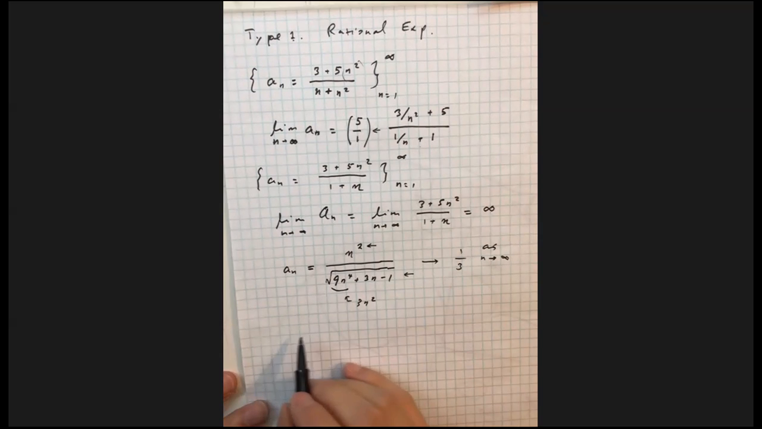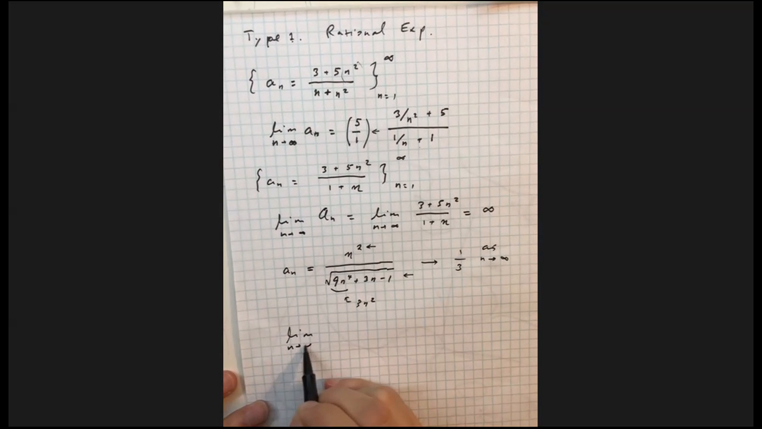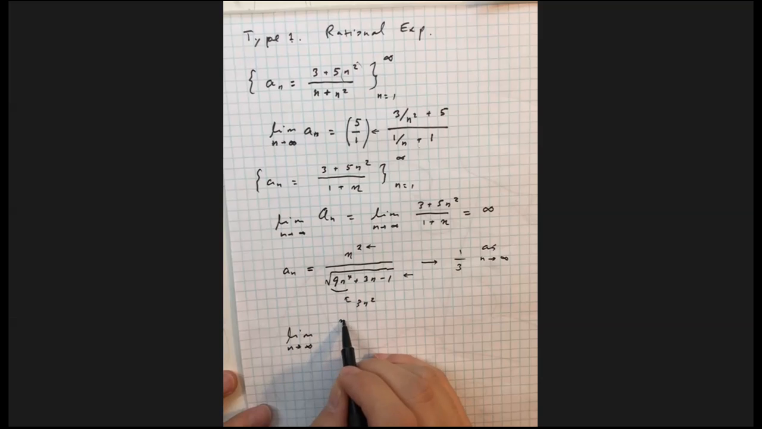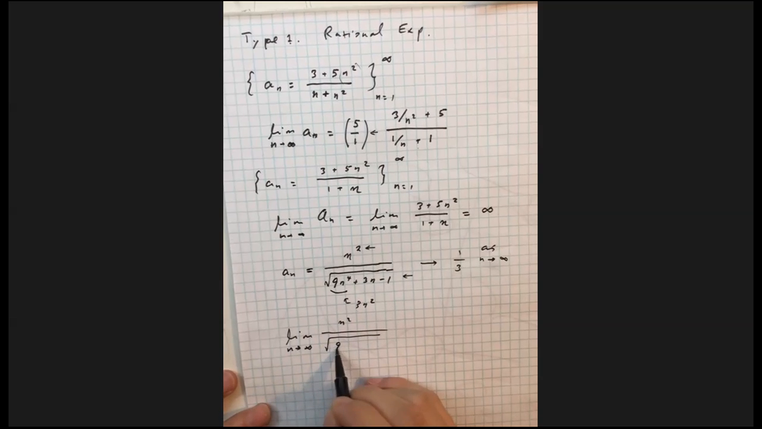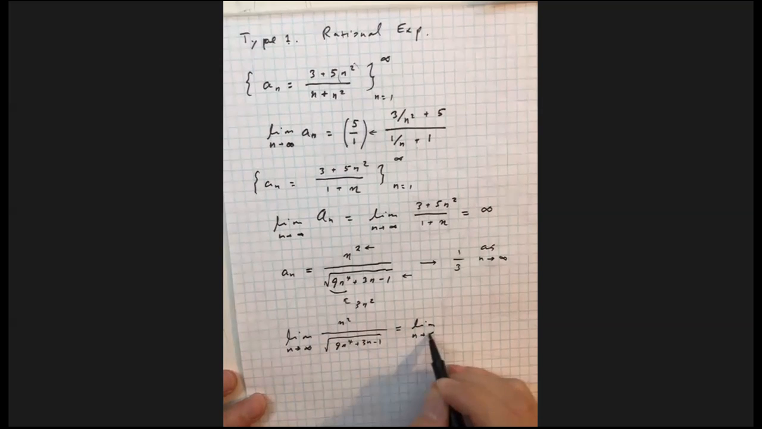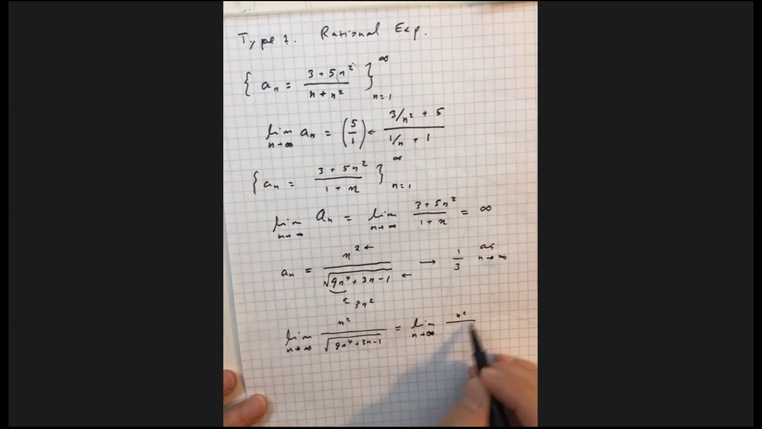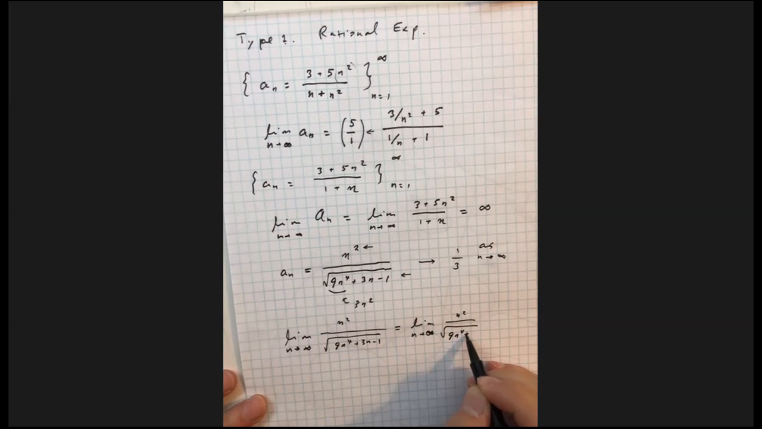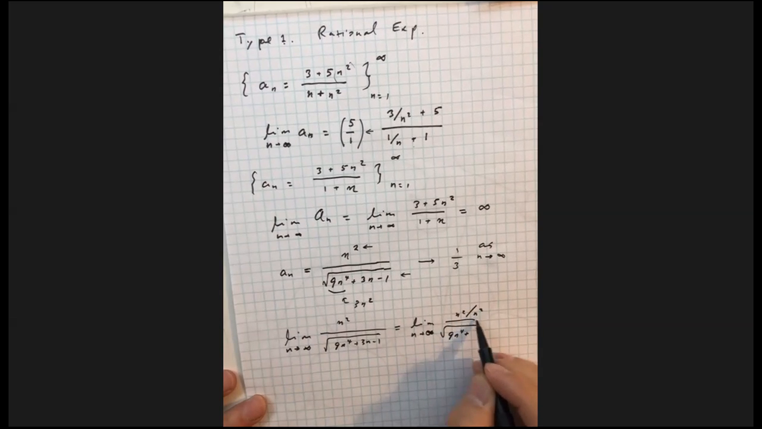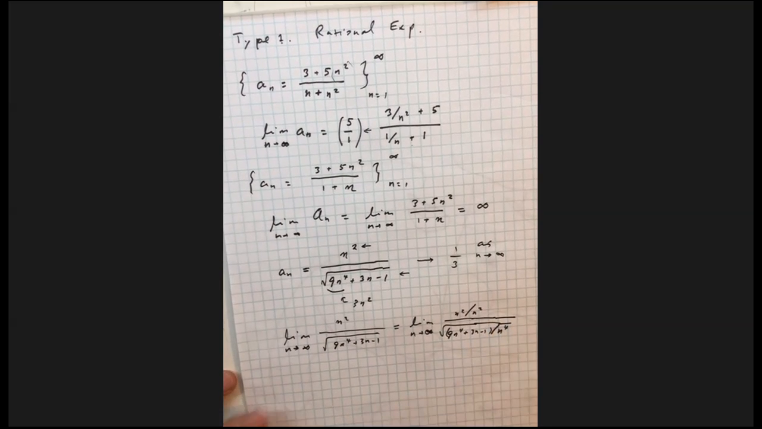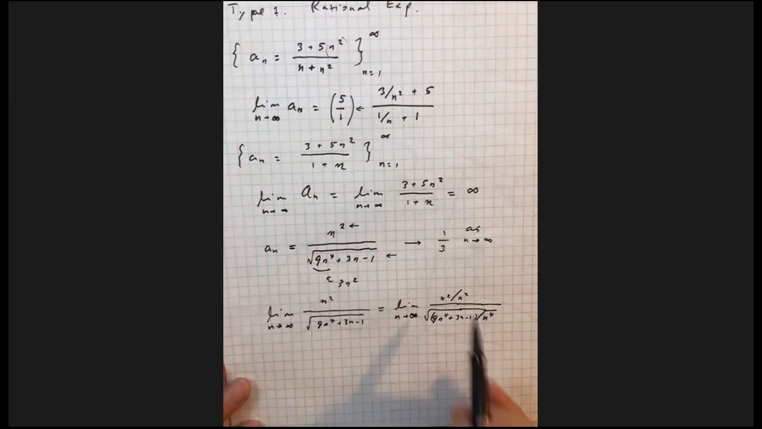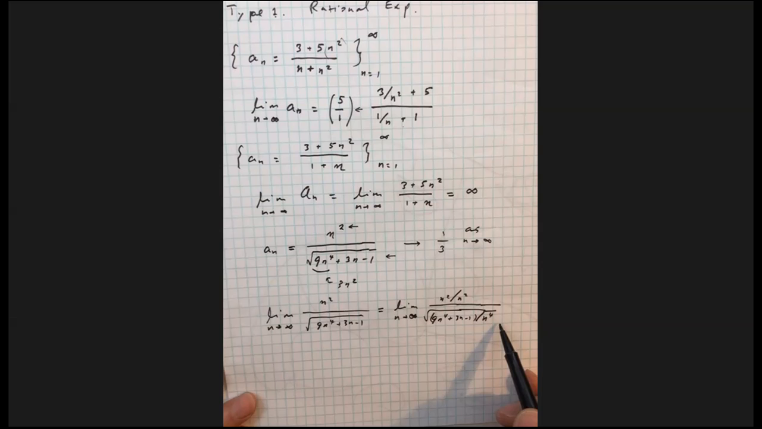But how do you justify that? It is by taking the ratio of these things as before. So n squared over the square root of 9n to the fourth power plus 3n minus 1, and that equals the limit as n goes to infinity of n squared over the square root of 9n to the fourth power plus 3n minus 1, all divided by n squared. Dividing n squared in the numerator and in the denominator doesn't change anything, but you can move the n squared in the denominator inside the square root, and that becomes n to the fourth power.